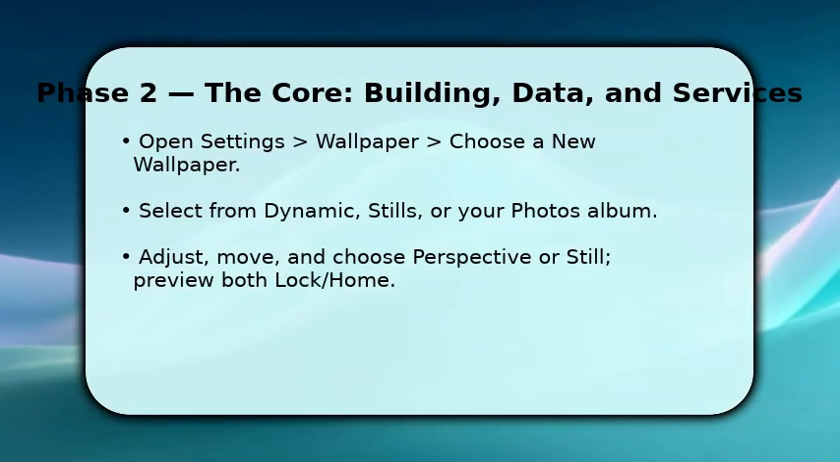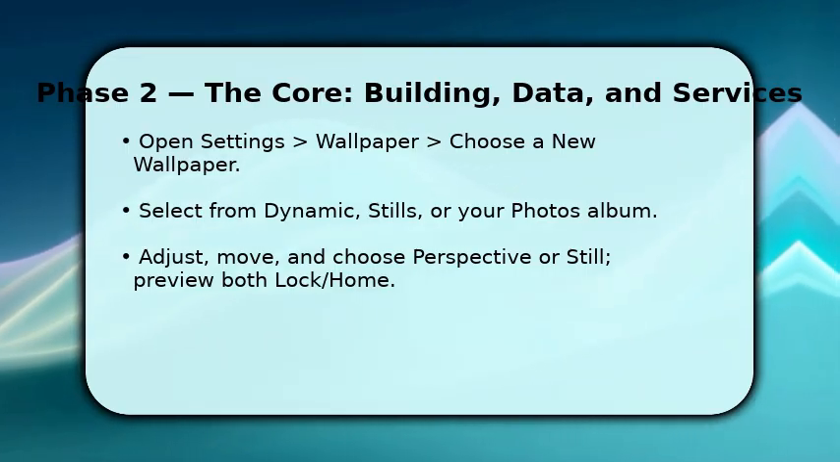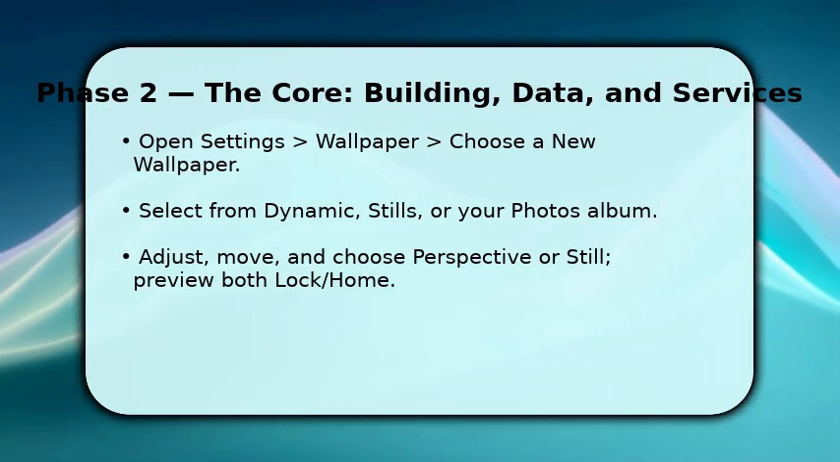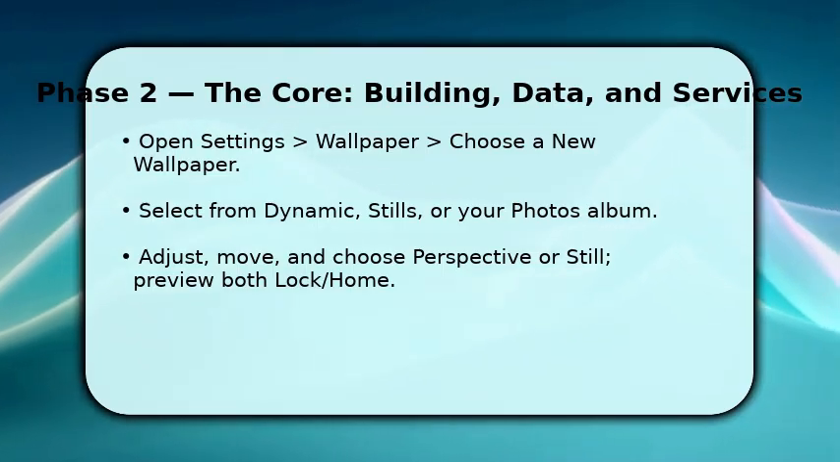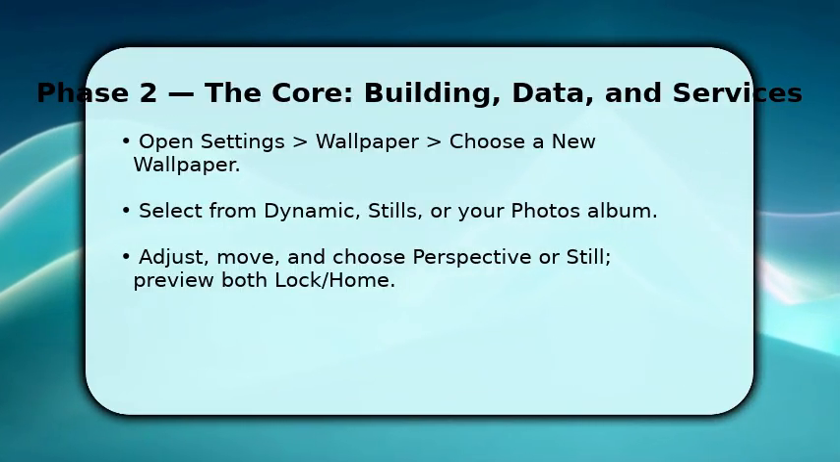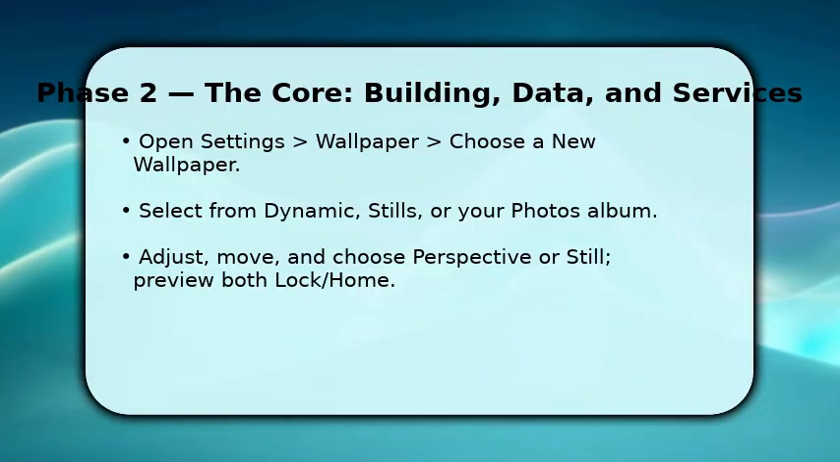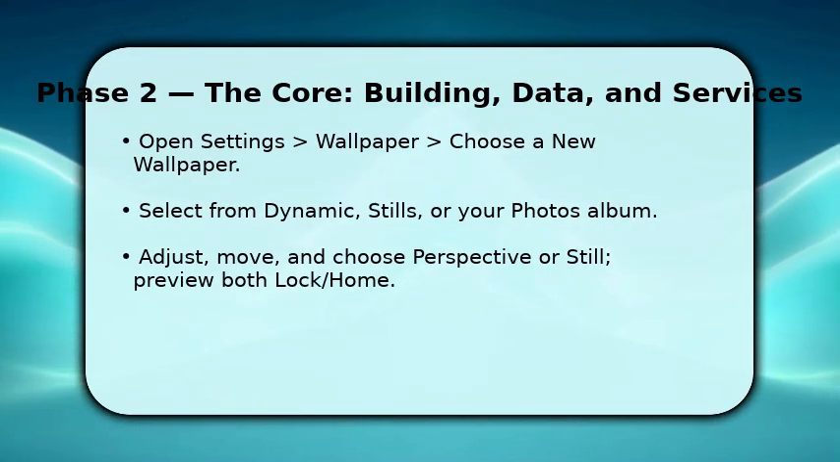Now go to Settings, then Wallpaper, and tap Choose a new wallpaper to continue. You will see Apple Stills and dynamic options plus your photos. Select your image. Once selected, pinch and drag to position the crop. You can move it left or right and zoom in. Make sure to toggle perspective on or off depending on whether you want parallax movement. That affects battery slightly. Then tap Set and decide if you want it on lock screen, home screen, or both.